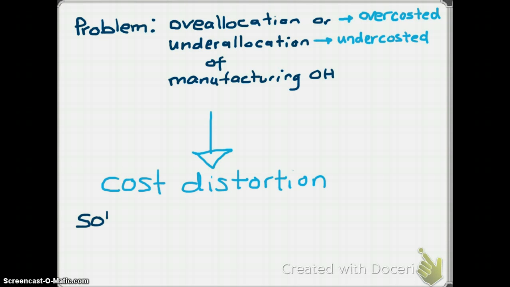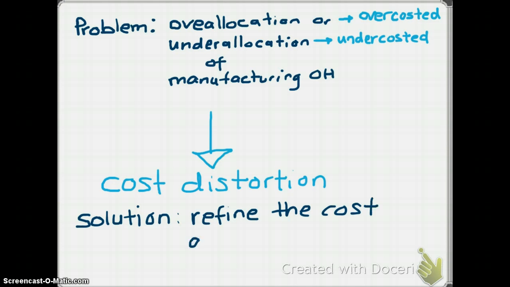What is the solution to this? What we need to do is we need to refine our cost allocation system. Refining means fine-tuning it. And what this does is make the cost allocation more accurate. We're going to take a look at two methods of cost refinement. The first one is departmental allocation system, and the next one is called activity-based costing.